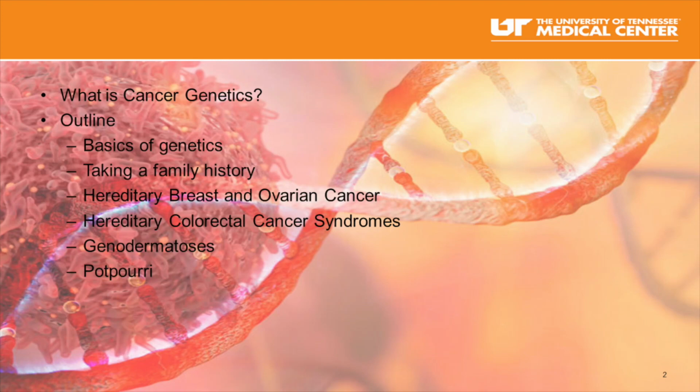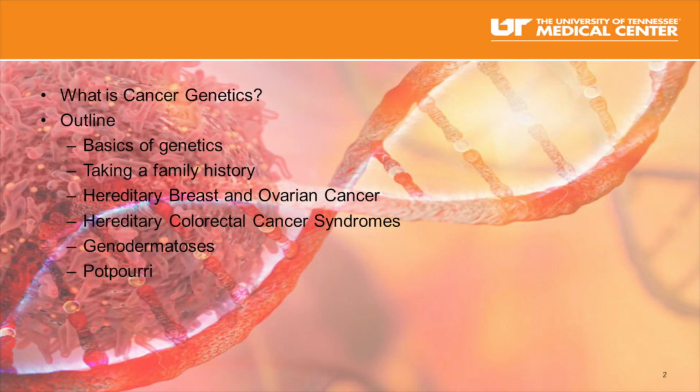We're going to talk about the very basics of genetics, just to give a foundation from which to understand the rest of this lecture. We're going to talk about the importance of taking a family history and the relevance of that for genetic risk assessment. And then we're going to focus on the real main genetic cancer syndromes, so hereditary colon and rectal cancer, hereditary breast and ovarian cancer, and then just a few other things that we commonly see in practice and you may not necessarily think are influenced by genetics or may not know how much they're influenced by genetics.